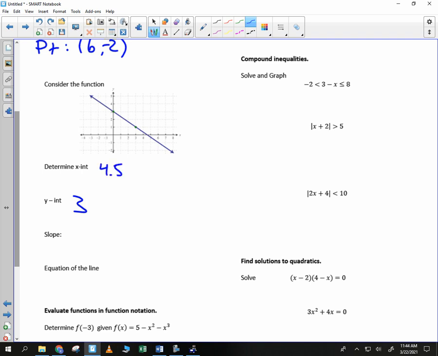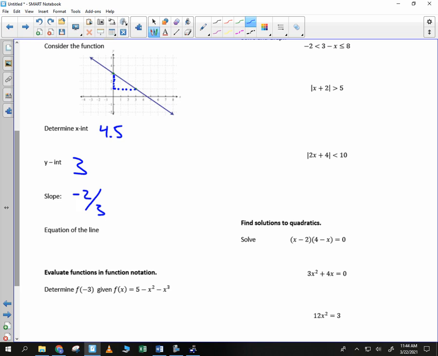Suppose we were to find the slope. We could simply just look at the rise and the run between those 2 points. The rise and the run, looks like the rise is -2, and it looks like the run is 3. So if it wants an equation for a line, we simply just take y is equal to your slope, -2/3, times x, plus the y-intercept, which is 3.